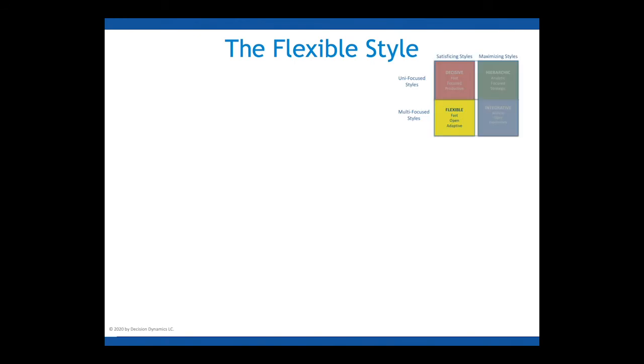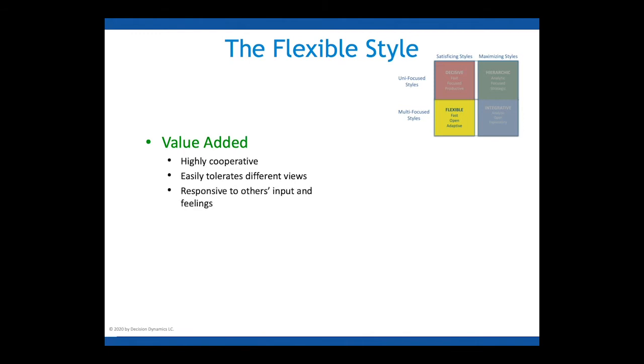We see it on the lower left-hand corner of the style matrix here, the flexible style. The value that potentially flexible thinkers bring to the decision-making process is, number one, they're highly cooperative. They're not stuck on any one particular solution or course of action. In fact, they can easily tolerate diverse views and opinions. And likewise, they tend to be responsive to others' input, ideas, and feelings. They are quite willing to share recognition and give recognition to other team members.